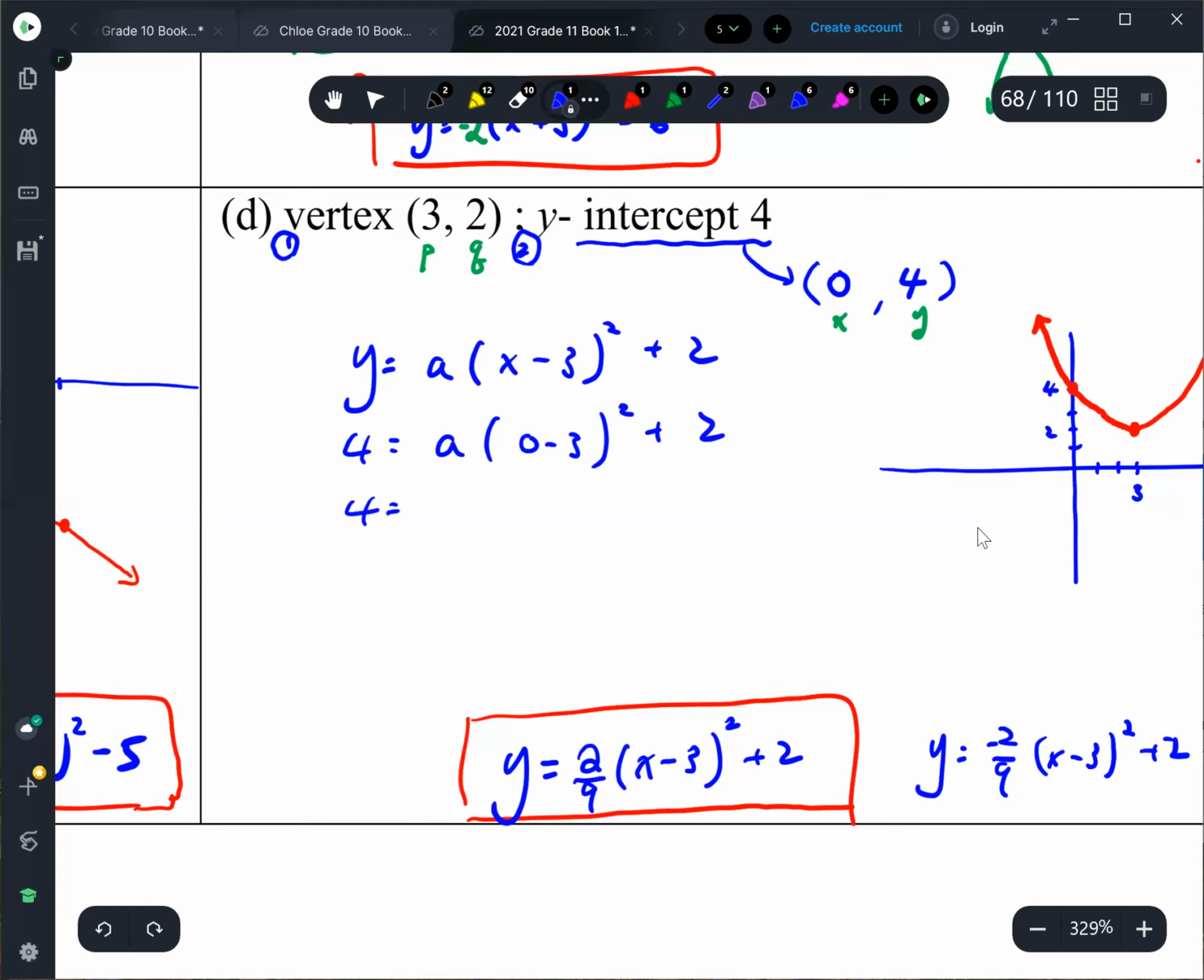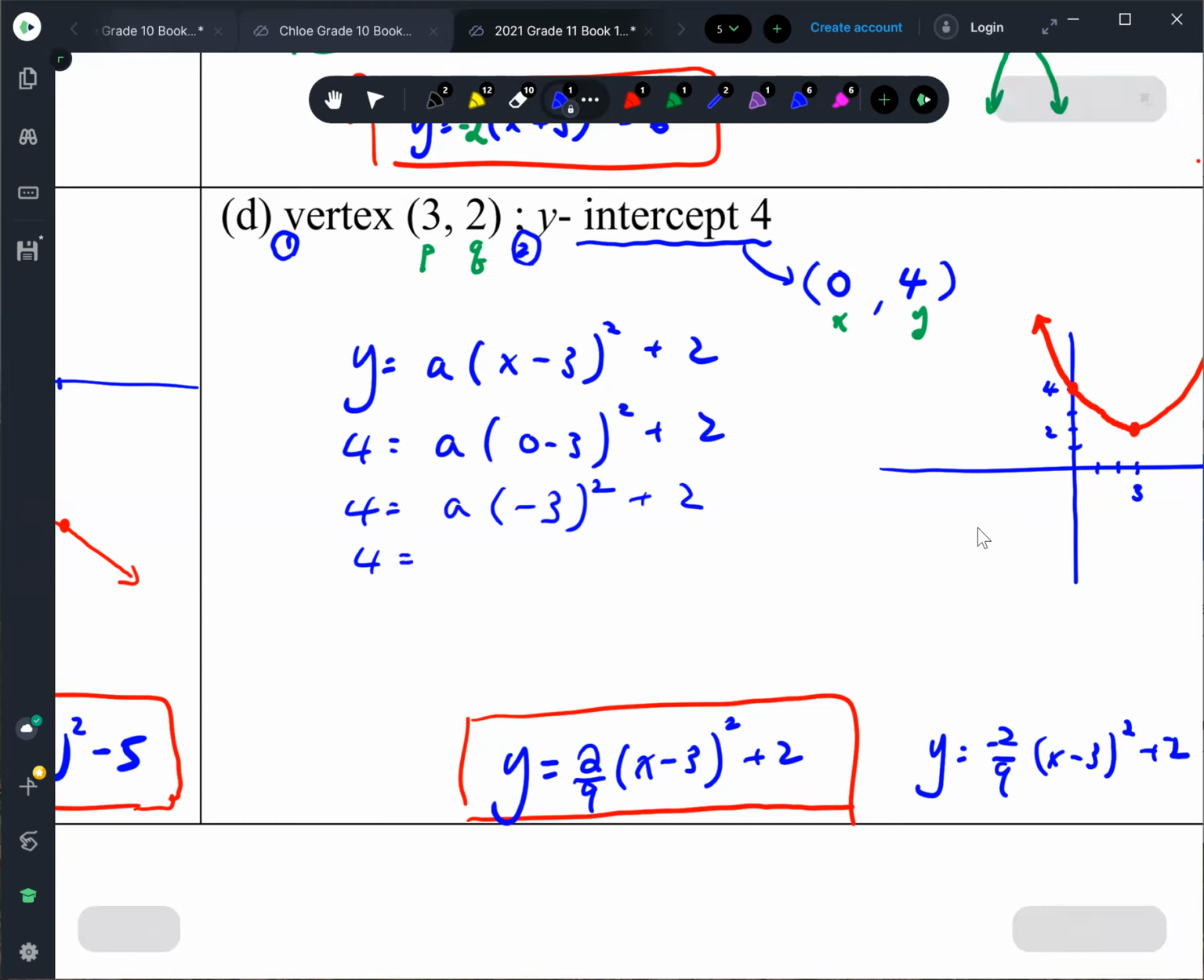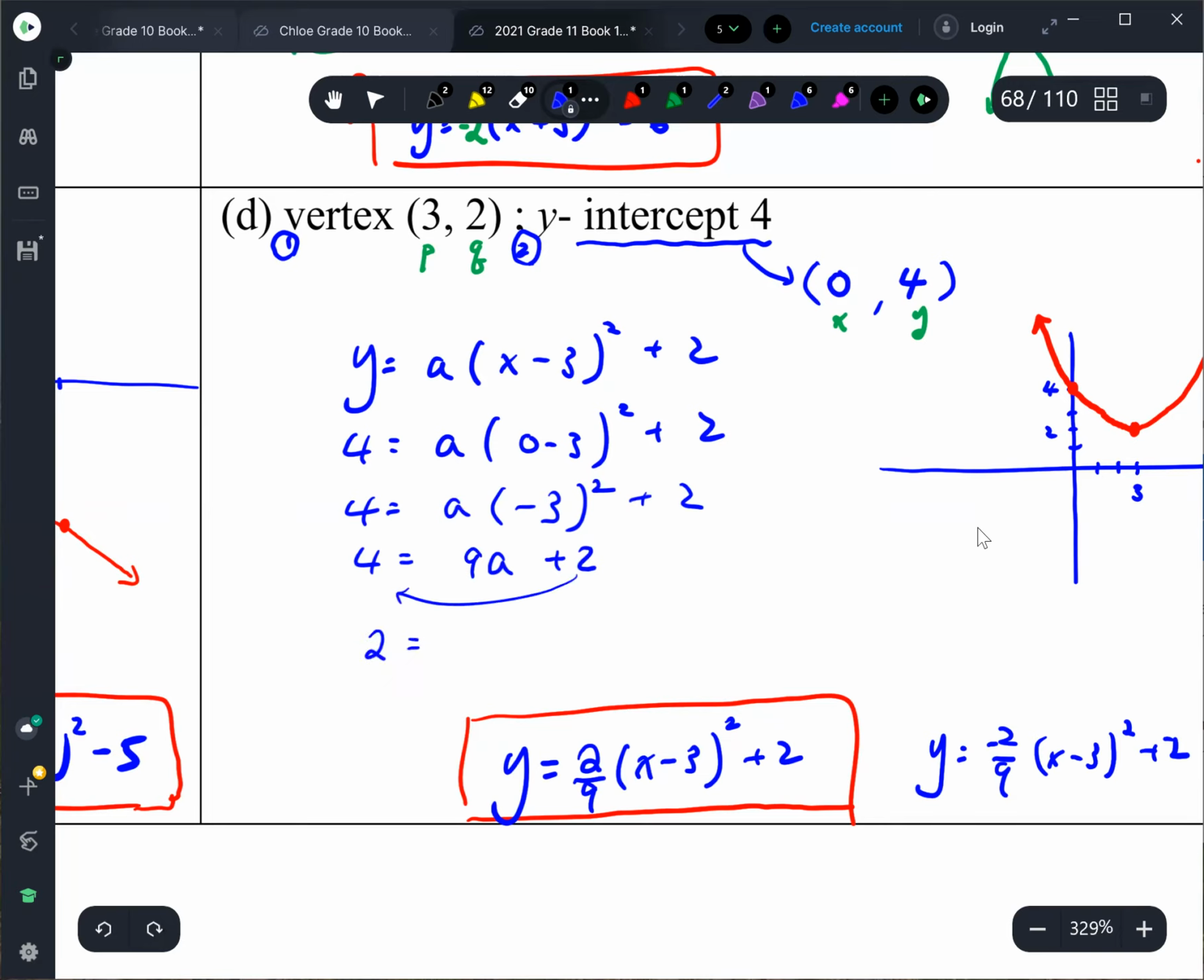Right? Let's simplify the bracket. I give you -3 squared, right? And then -3 squared is 9, so 9a. And then after you isolate, you can move the 2 over, will be faster, right? We'll give you 2. Divide both sides by 9. So a is 2 over 9.